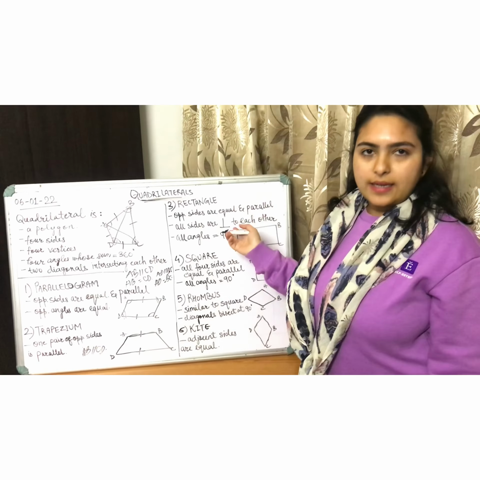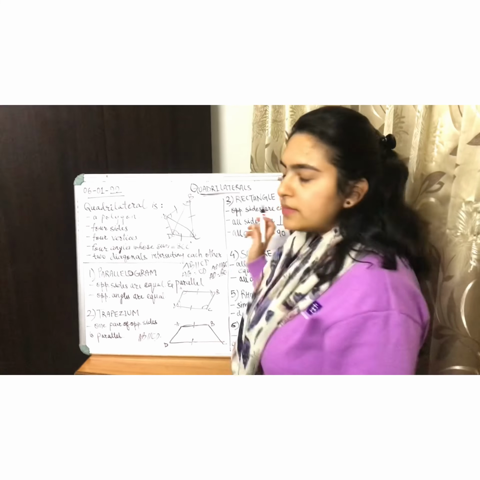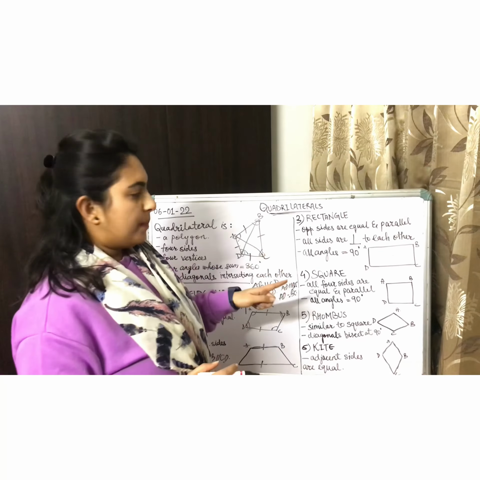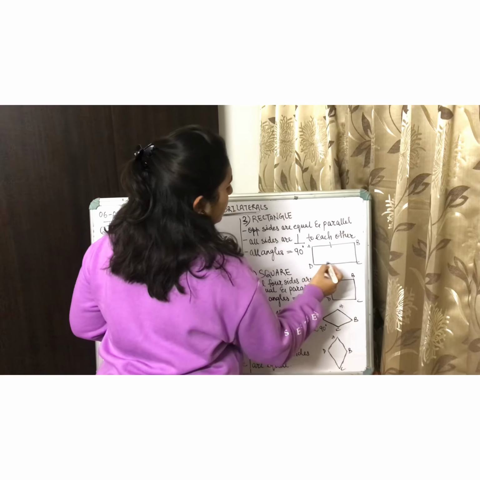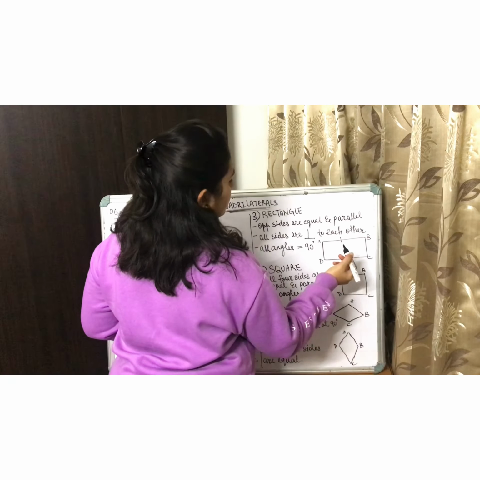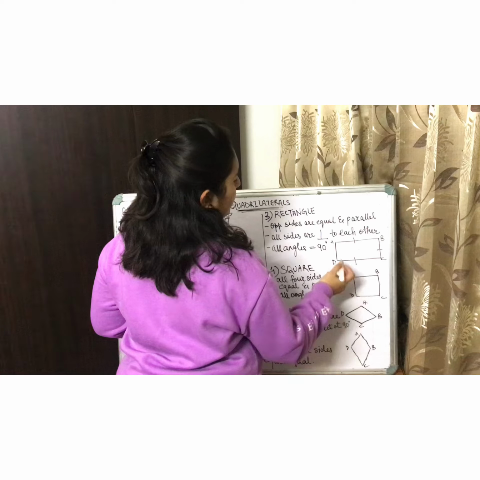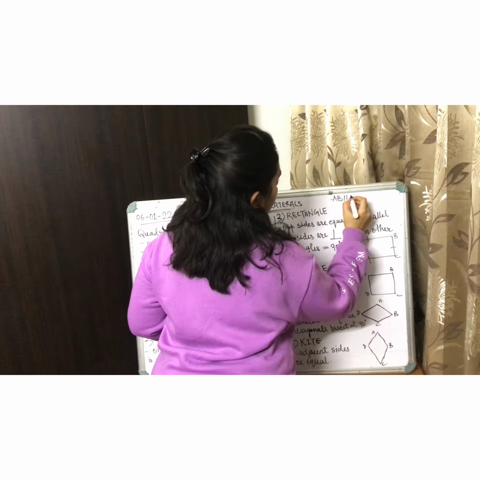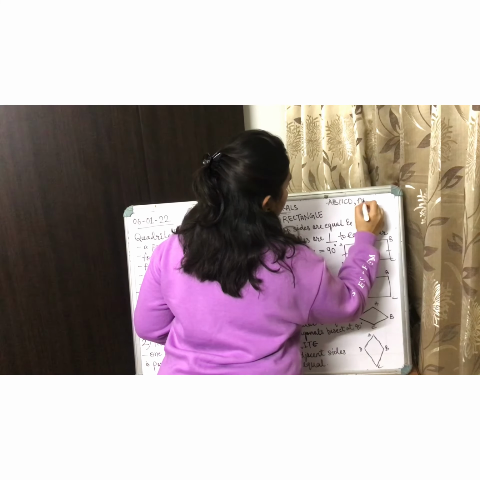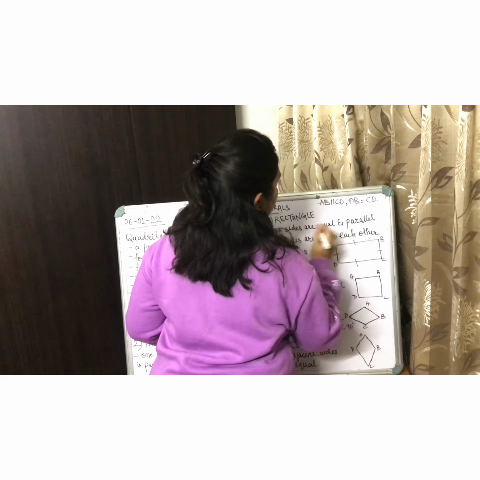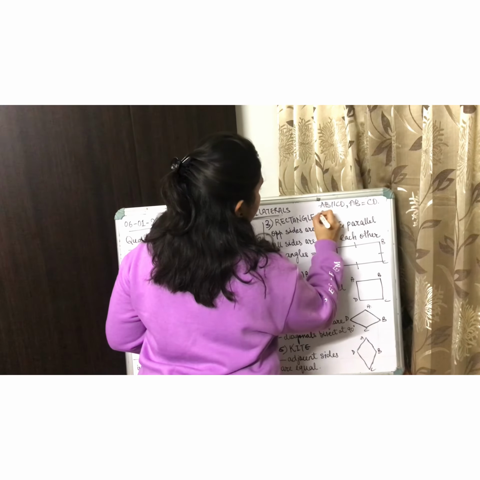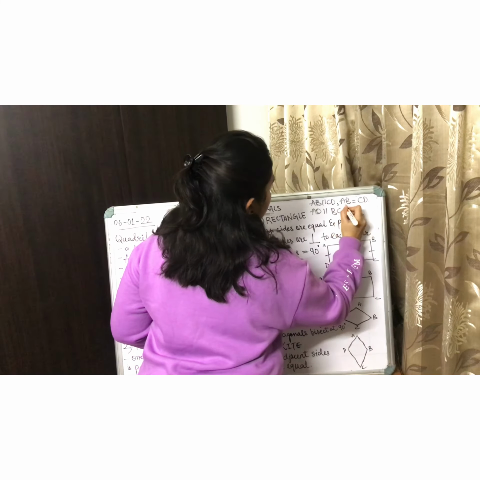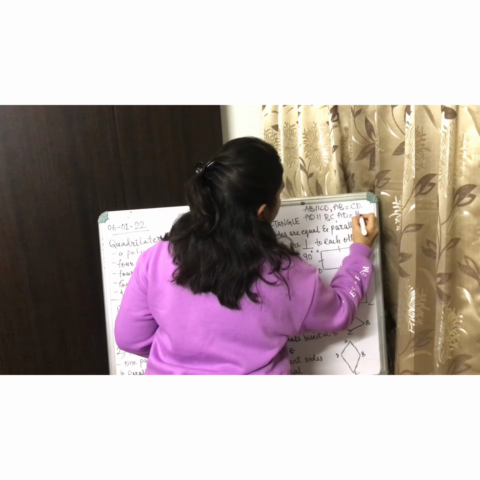The next one is a rectangle. A rectangle is a quadrilateral having opposite sides equal and parallel. That is, AB will be equal to CD and BC will be equal and parallel to AD. So, AB will be parallel to CD and AB will also be equal to CD. Similarly, the other pair, AD will be parallel to BC and AD will also be equal to BC.